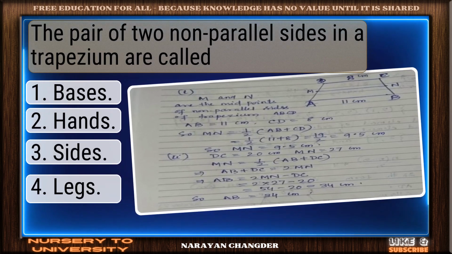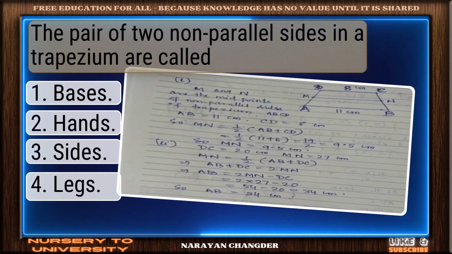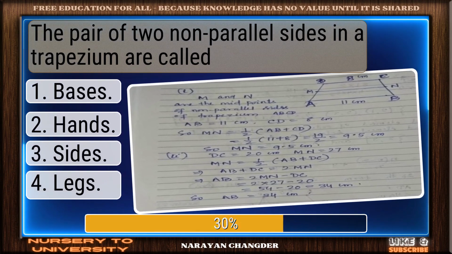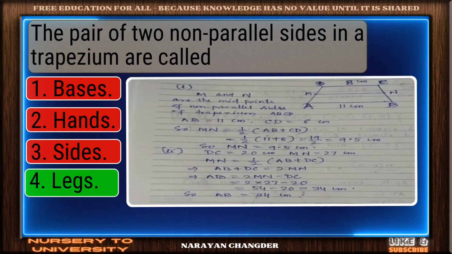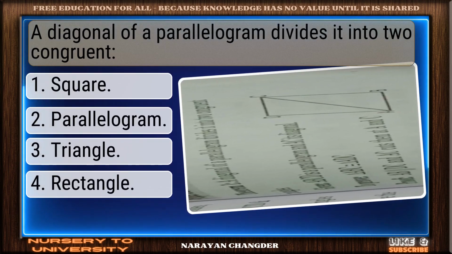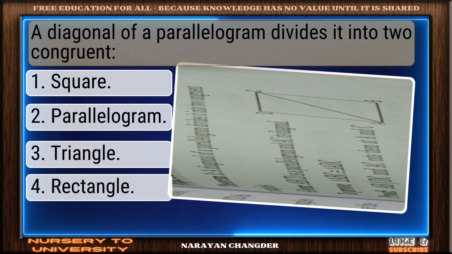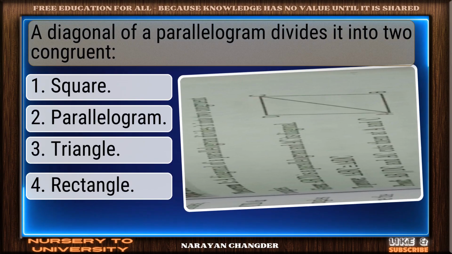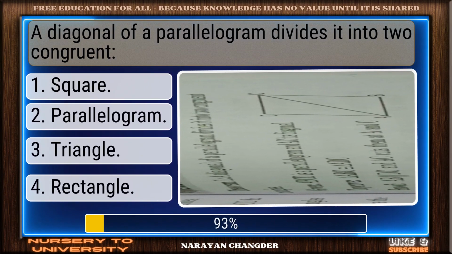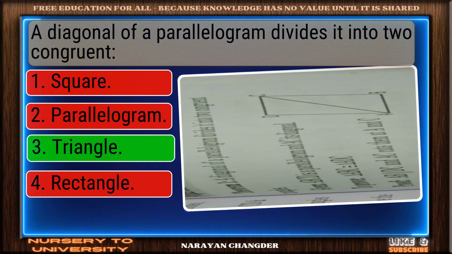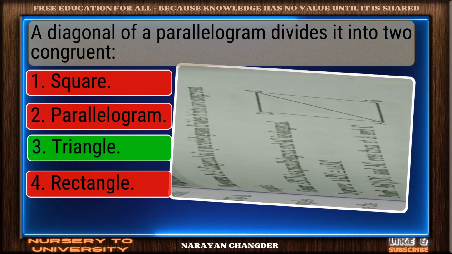Question number 75. The pair of two non-parallel sides in a trapezium are called. Smart move. Legs is an accurate answer. Question number 76. A diagonal of a parallelogram divides it into two congruent. Perfect. Triangle is the correct choice.